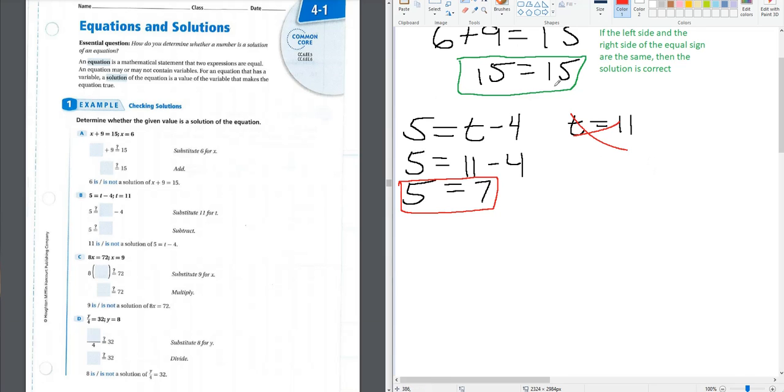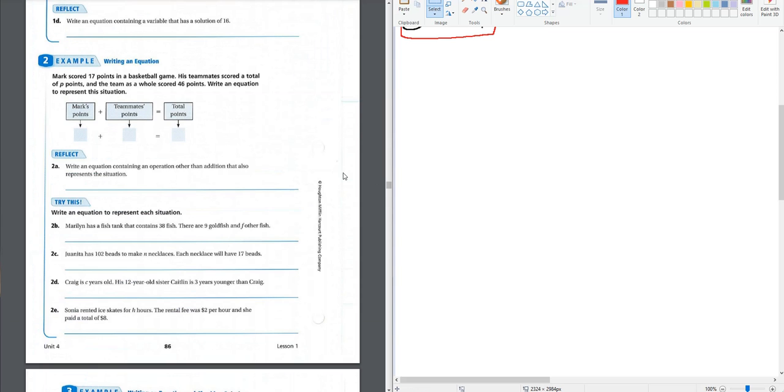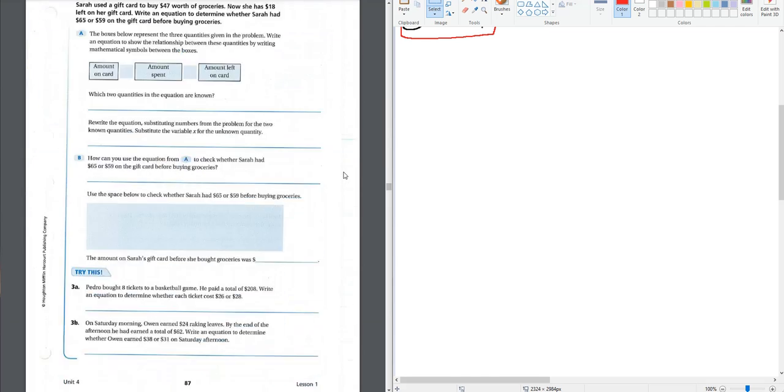Okay, I'm looking for the left and right side to be the same. If they're not the same, it's not a solution. If they are the same, then it is a solution. That's pretty much it. So when you get to this point, the only things you need to think about are, okay, I'm just going to plug this into the variable, solve it out. If it's the same on left and right, it's a solution. If they're not the same left and right, it's not a solution. And that's pretty much it.